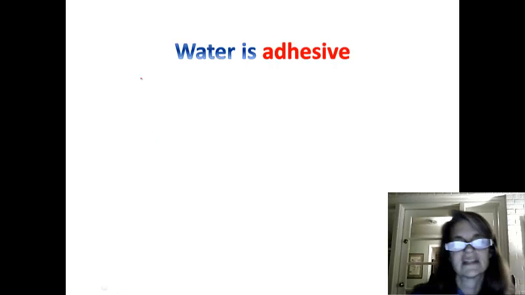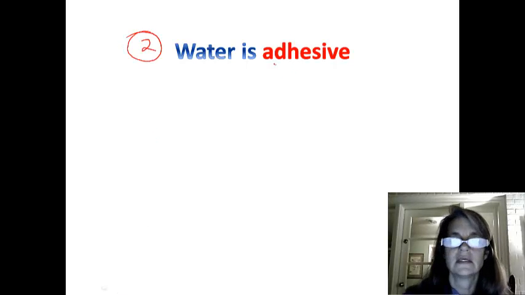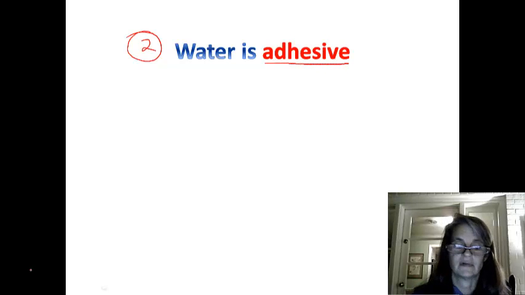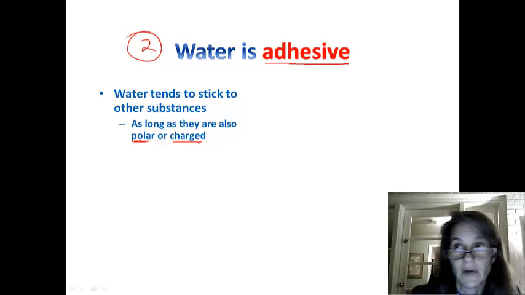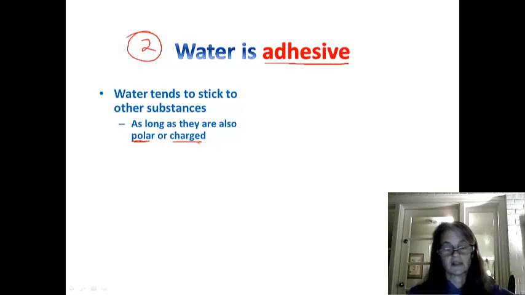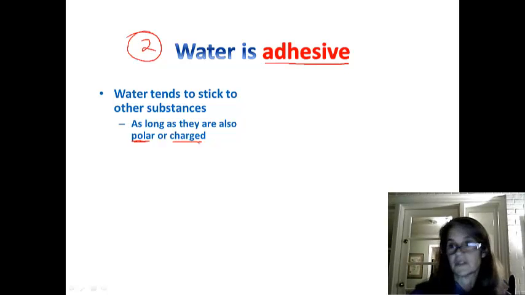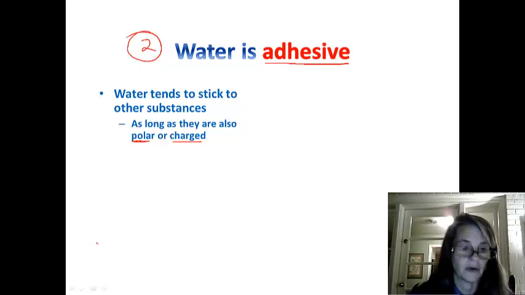All right, water's second property, number two, is that water is adhesive. Okay? What that means is that water tends to stick to other things as long as those other things are also polar or charged electrically. So in other words, just like, you know, my eraser won't stick to my chalkboard all by itself. I have to stick a magnet in there and that will stick to the magnetized chalkboard. Water won't just stick to any old thing, but it will stick to things that are also attractive, that are polar. Okay?